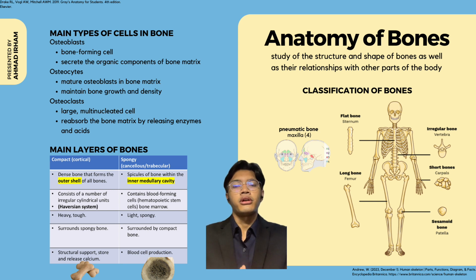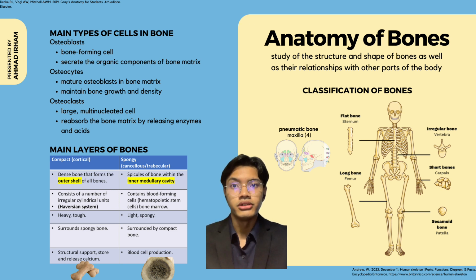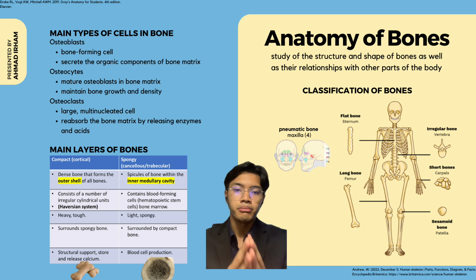There are 2 main layers of the bone, which are the compact bone and the spongy bone. The compact bone is the dense bone that forms the outer shell of all bones, but the spongy bone is the light and less dense bone within the inner medullary cavity, which is a hollow part of the bone that contains the bone marrow. Compact bone also consists of a number of irregular cylindrical units, which is the osteon, and it has the haversian system. But the spongy bone contains the blood forming cell, which is the hematopoietic stem cell in the bone marrow.